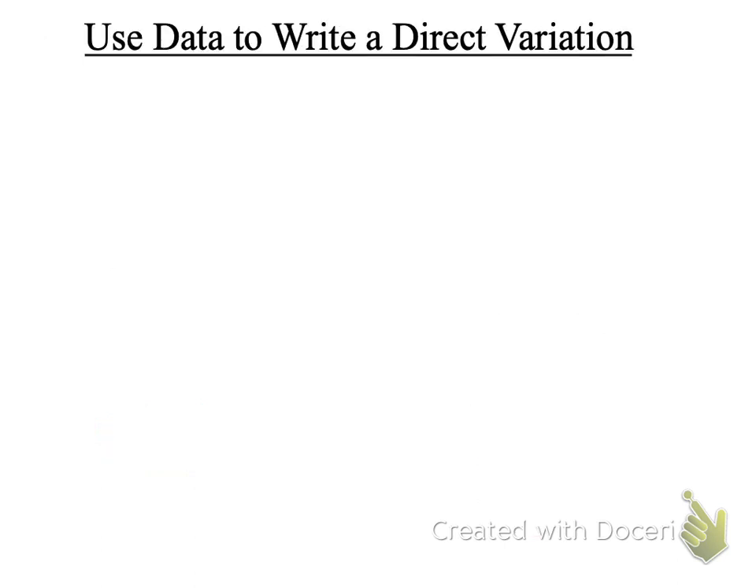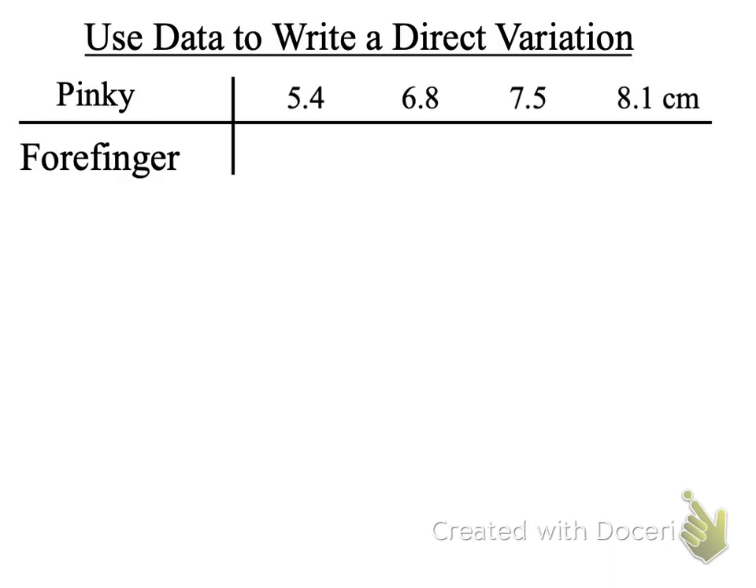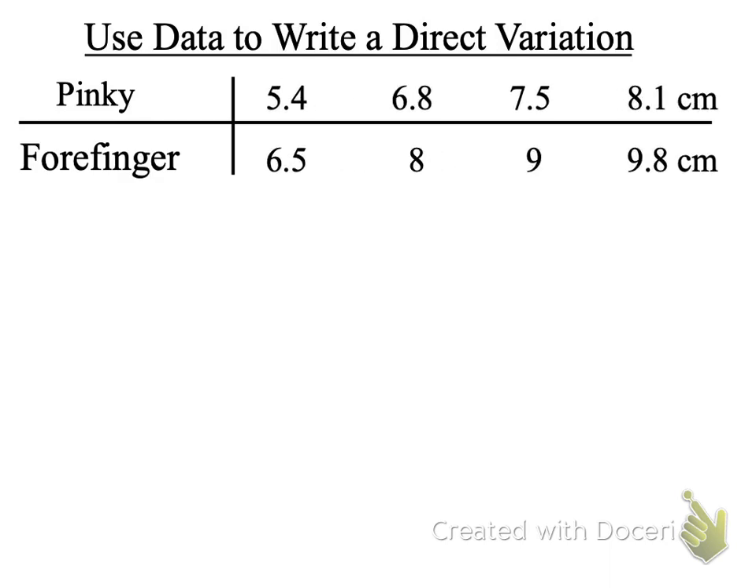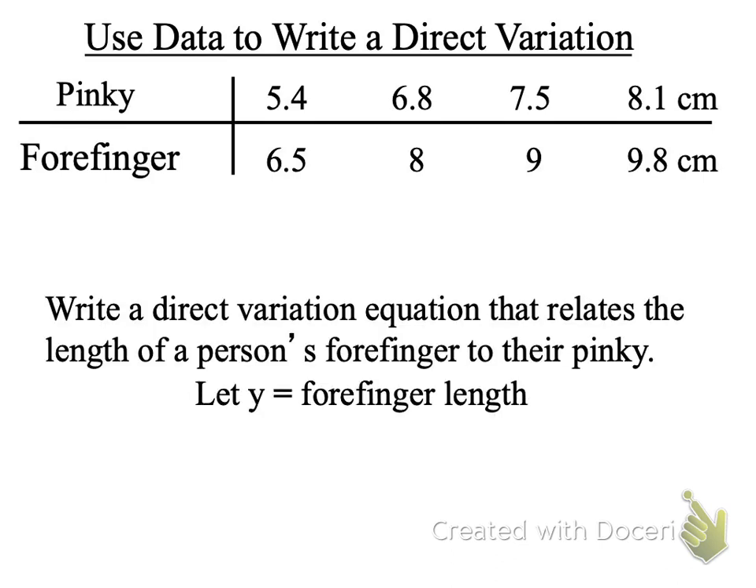Okay, let's look at one in particular. This data is showing a relationship between the forefinger and the pinky. They're saying that this is proportional, right? You're not going to have a forefinger that's like a foot long and a pinky that's an inch, right? They're saying there's a relationship. So if I use my direct variation equation, they're proportional, y equals kx, right?